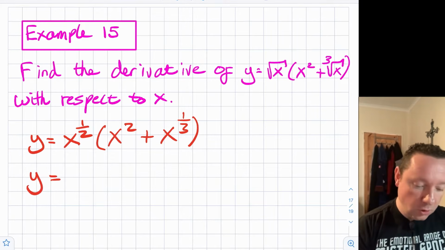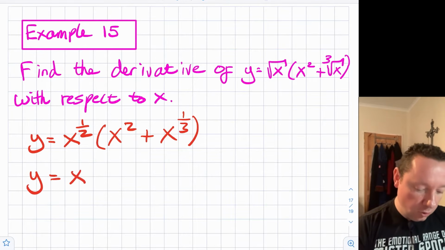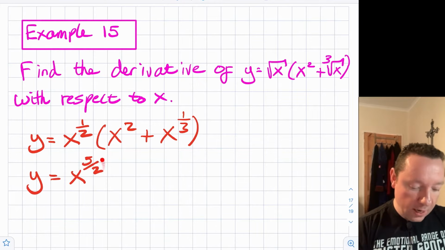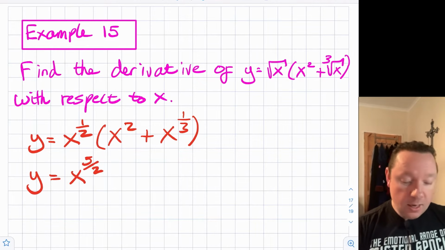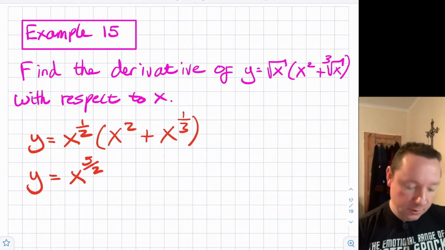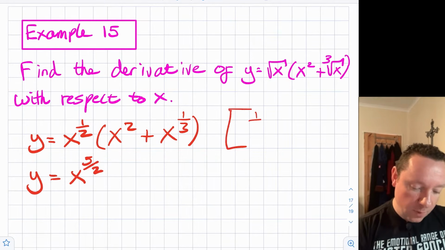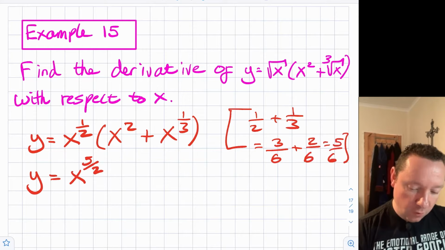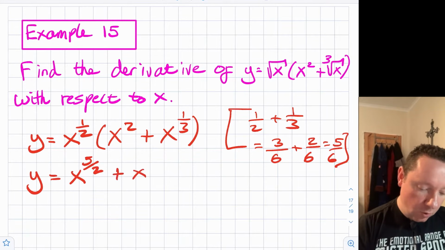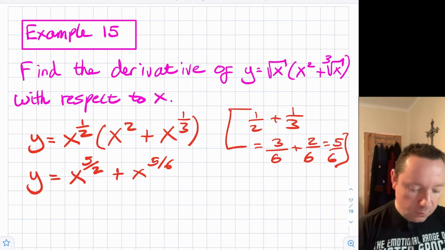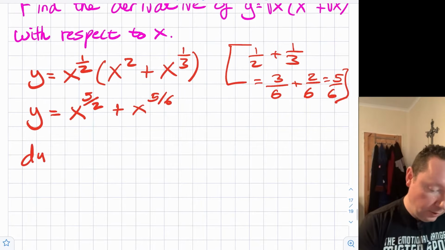So y equals, laws of indices, a half plus 2, x to the 5 halves. How do I do that so quick? Well, 2 is 4 halves plus 1 is 5 halves. I'm now going to have to do a half plus a third because I'm adding the powers because of the laws of indices. So maybe at the side, a half plus a third is equal to 3 over 6 plus 2 over 6, which is 5 over 6. So we've now got plus x to the 5 over 6. We can now differentiate it because they're separate terms.